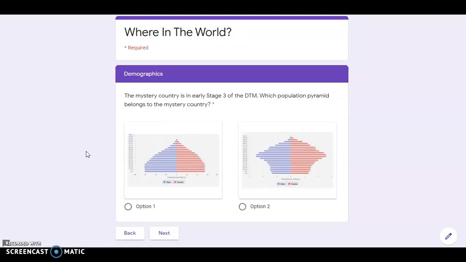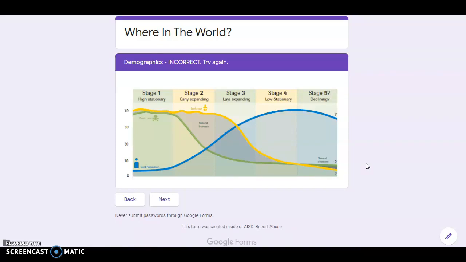Then they move on to the next question, demographics. The mystery country is in early stage 3 of the demographic transition model. Which population pyramid belongs to the mystery country? So again, they would have to look at these. It's early stage 3. Which one of these is an early stage 3? Let's say they picked option 2. Oh, darn it, wrong again.